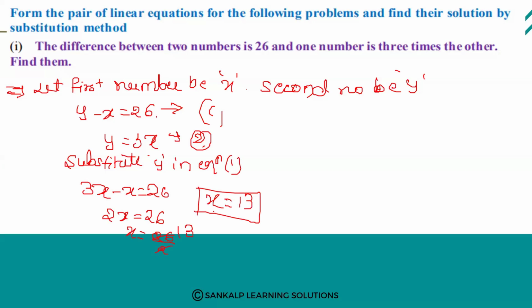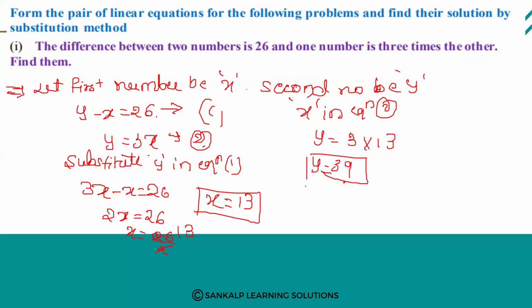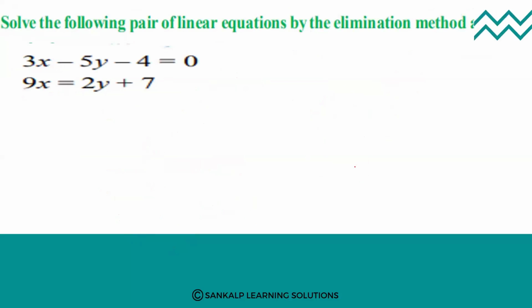Now, in order to get the y value, what should I do? I will substitute the value of x in equation number 2. That is y is equal to 3 into 13. 13 threes are 39. So the y value is 39. The two numbers are x equal to 13 and y equal to 39.